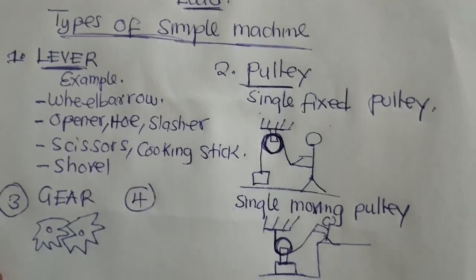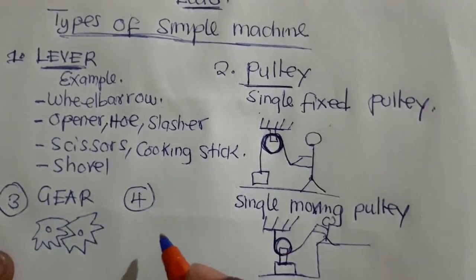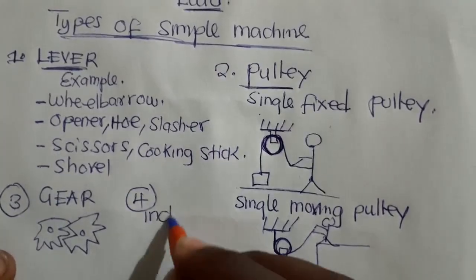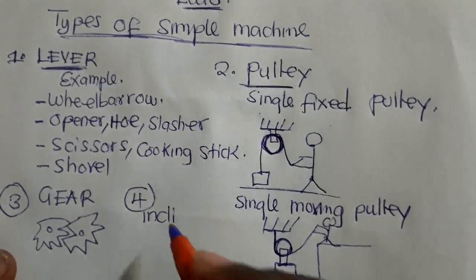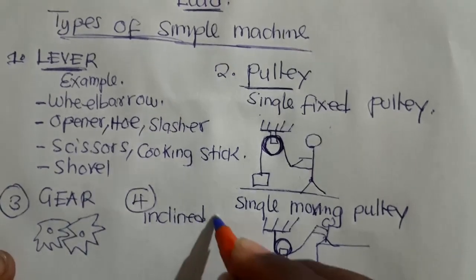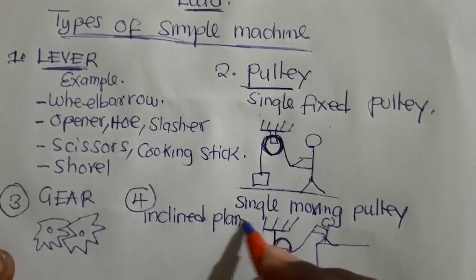The fourth one is very simple. It is called an inclined plane. We are going to discuss all these things. It is called an inclined plane.